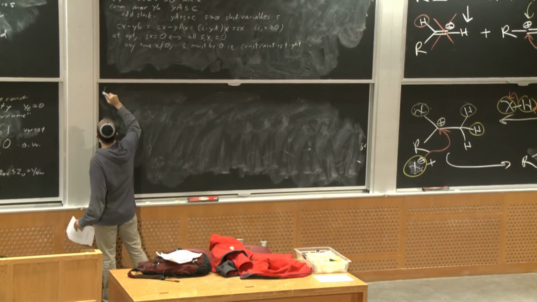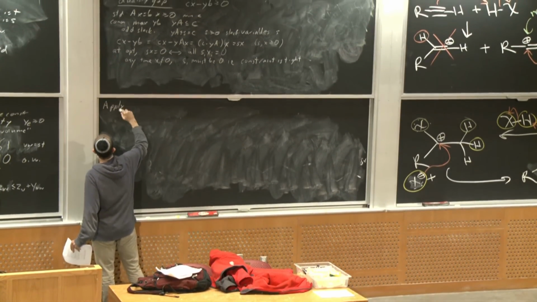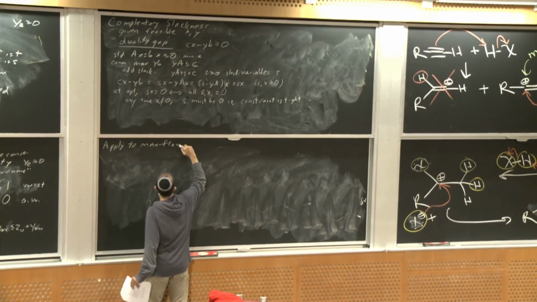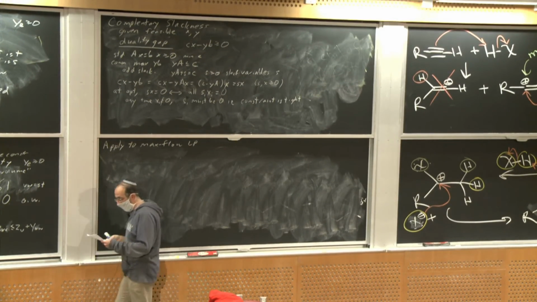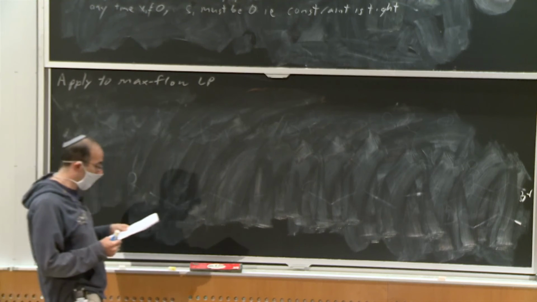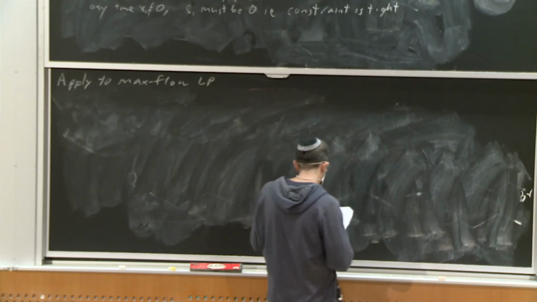So let's apply this to the max flow linear program. We've already started to draw this connection to cuts, but we're not sure they're cuts yet. We have weak duality, but we haven't really understood fully what's going on with strong duality.